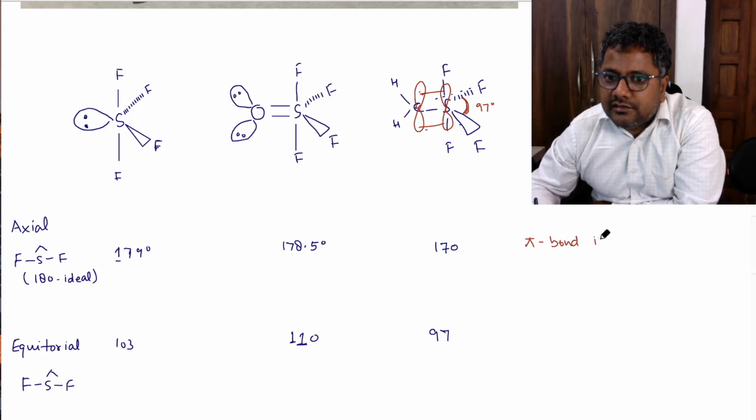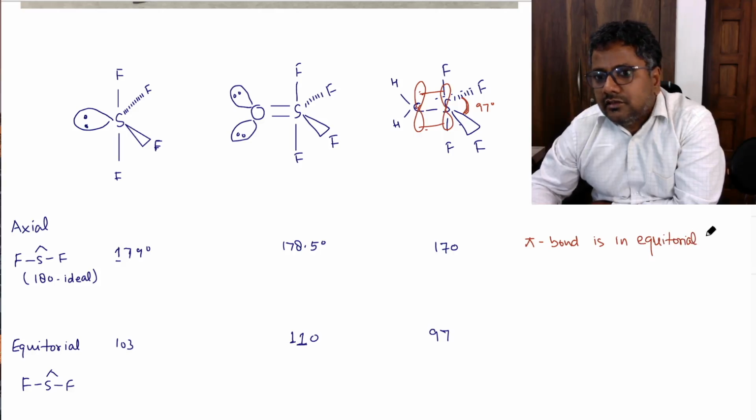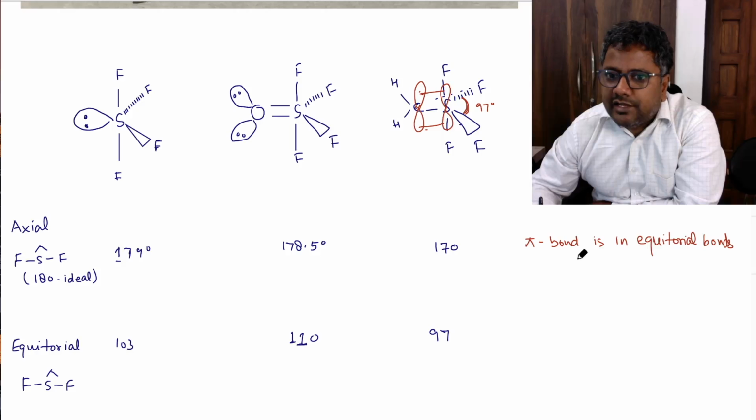So here you can justify this, that the pi bond is in the equatorial bonds plane. Right. Now come to here.